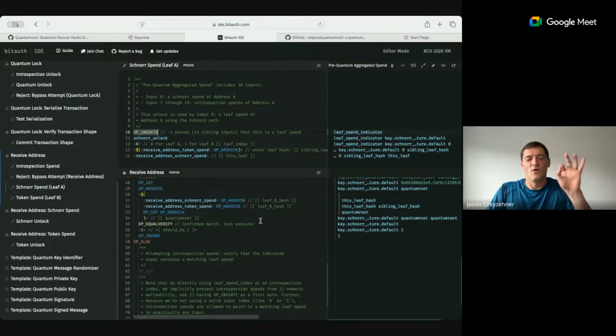But yes, the OP_1NEGATE being the prefix of a leaf spend is how we prove to the top level contract, which is the receiving address of all of your outputs in your vault, and all of your UTXOs in your vault, we prove to them that yes, I have permission to spend from this address, and so if so, you're good.